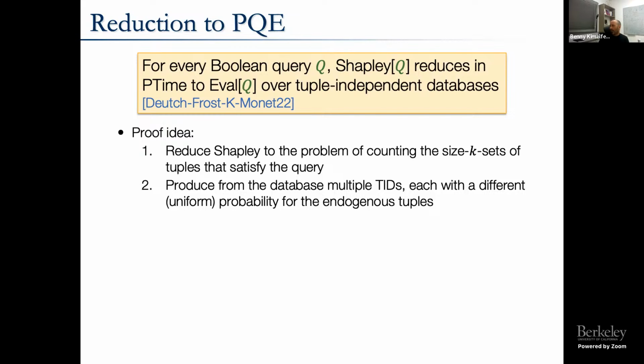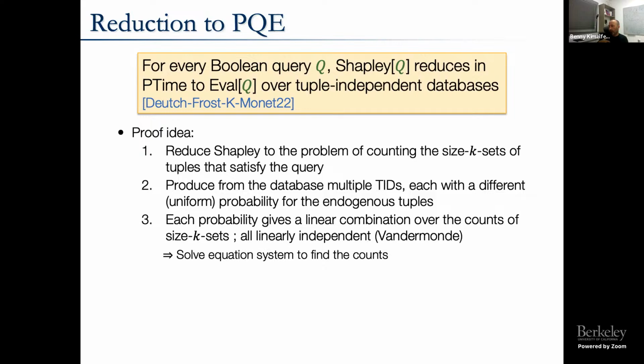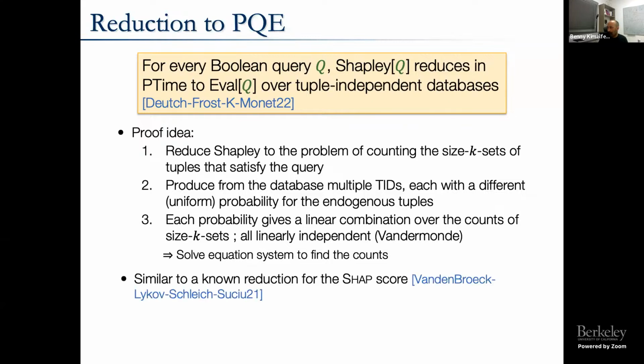Then we take our database and produce from it several tuple-independent databases, each time using a different, same probability for all the tuples. Each database gives us a linear combination over these counts of the size k sets that satisfy the query. And all of these are linearly independent. This is a Vandermonde matrix, and we solve the equations, and we get the counts.